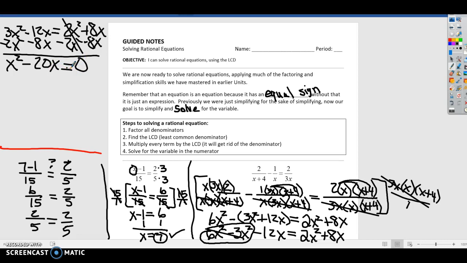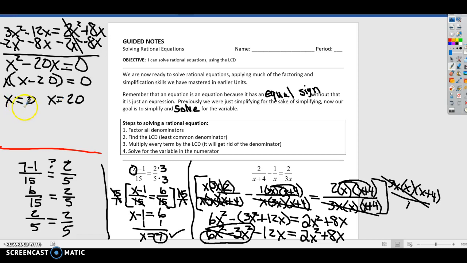Now, what can I do with that? I can factor out an x. And I have x minus 20. Alright, to solve, I set each one of these equal to 0, and I get x equals 0, and I get x equals 20.